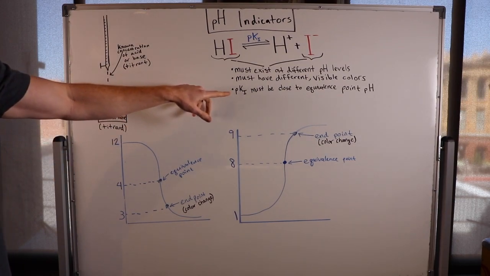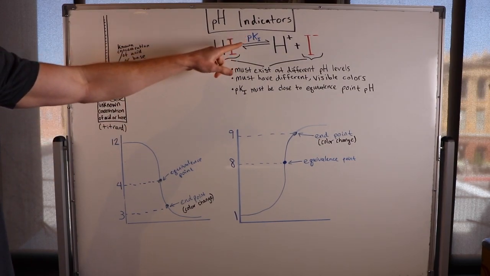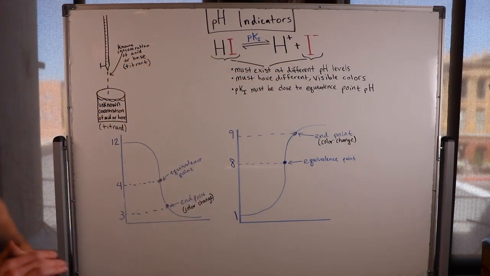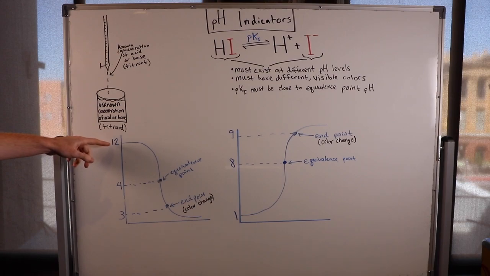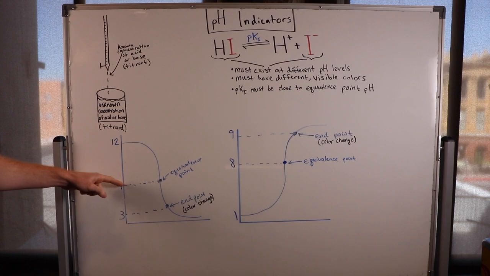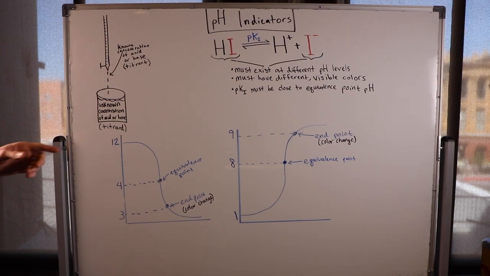And a third requirement is that the pKi of this reaction, HI going to H+ plus I-, must be close to the equivalence point pH of your specific titration. So let's look at a couple examples down here. So in this example, I've got a titration where we're clearly starting at a pretty high pH. So we probably started with a base, and then we added some acid, and then we end up with an equivalence point at 4. So that means we must not have had a strong acid and a strong base. It must have been perhaps a weak base and a strong acid.